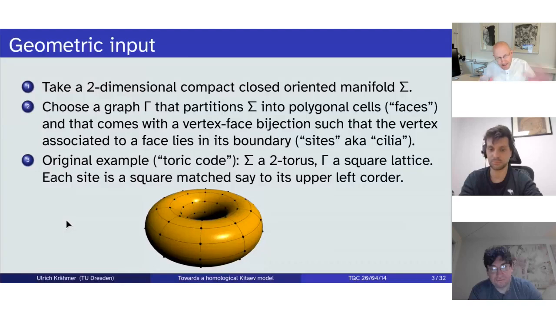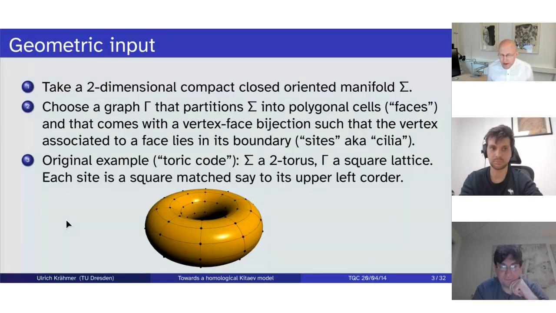And then there are some additional assumptions depending on the setup on this graph. And I want to be in a setting where that graph has exactly as many vertices as it has such faces. And I want to be in a situation where I've chosen a bijection between vertices and faces, which kind of chooses for every face some vertex in its boundary. So some people would call this a choice of cilia, and then they draw a small wiggly line from the vertex into the face to which it is associated. Kitaev himself talked about sites. So a site is such a pair of a vertex in the boundary of a face.